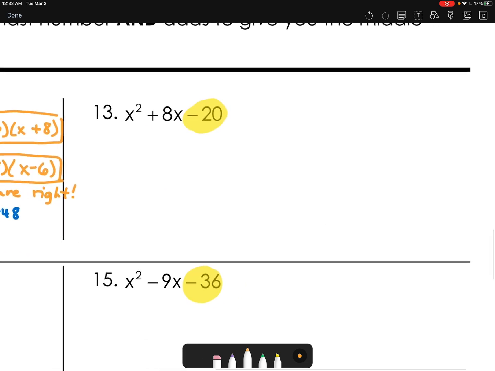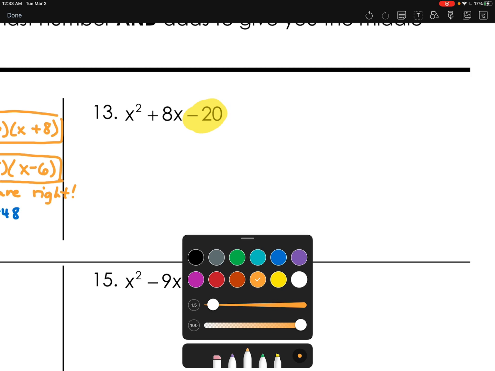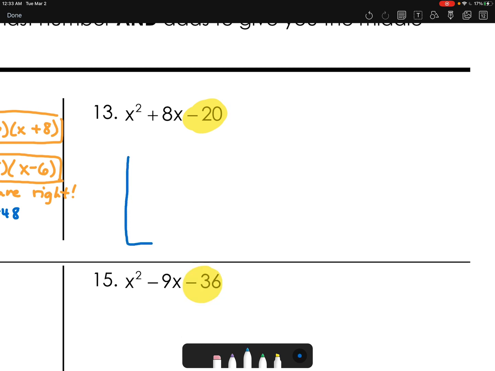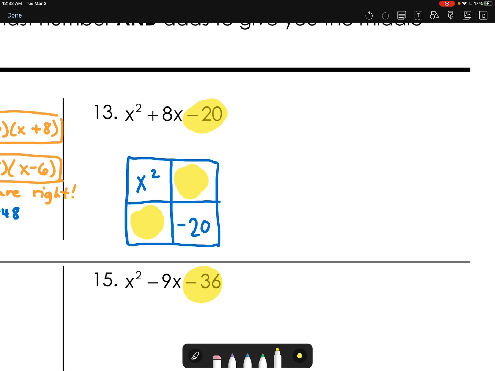Let's try 13 together. We're going to try an area model again, just for those that like that setup. My first term goes in that top left corner box, and my last term goes in that bottom right corner box. I'm trying to think what is going to add to give me positive 8x once I combine them and multiply to give me negative 20.